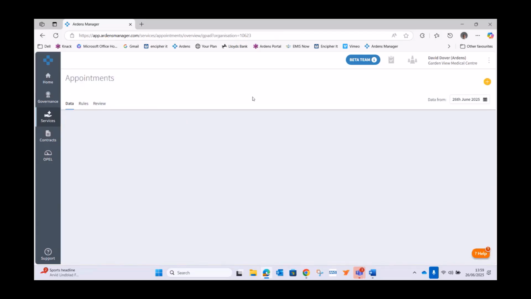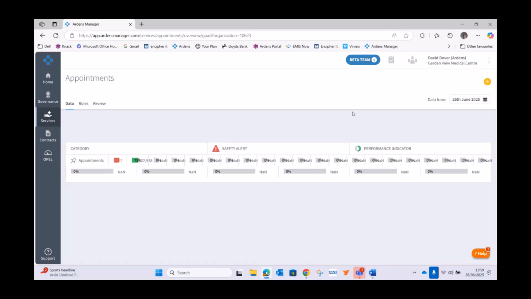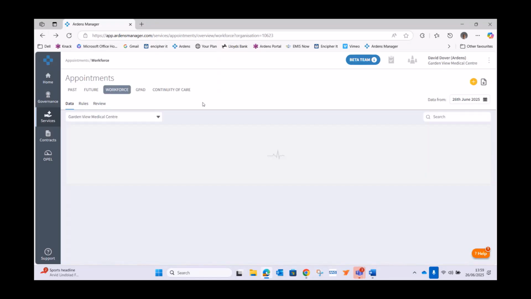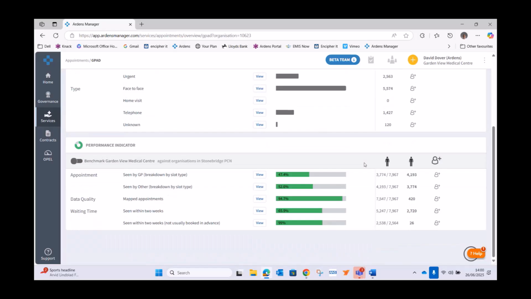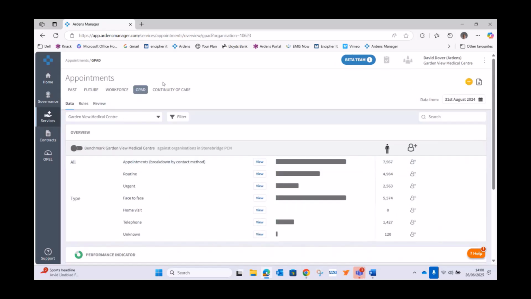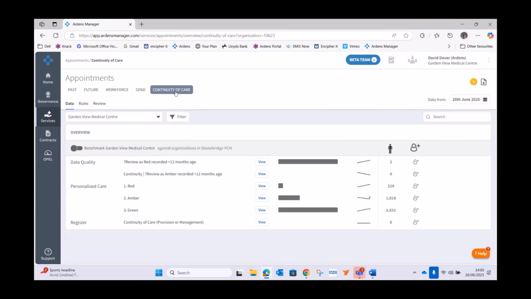Got all of your GPAD appointment data on here as well. So when it comes to GPAD, your general practice appointment data gets extracted from your appointment book via NHS Digital, NHS England, and gets published on a monthly basis. And that's just a reflection of the national slot types that are being reported back on when that data gets extracted via GPAD. And finally on that one, you've got your continuity of care.